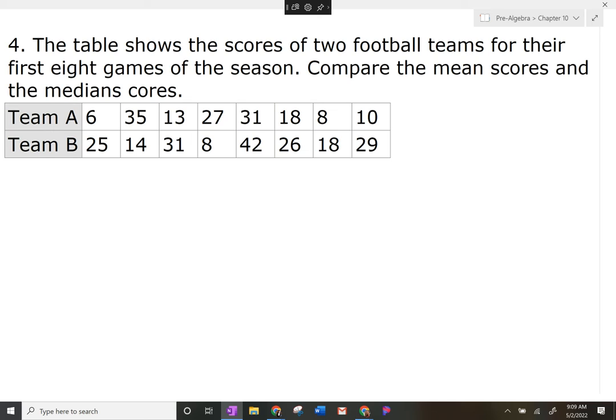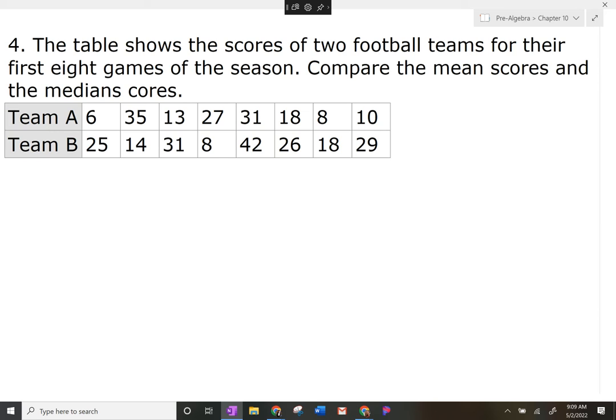There are times when they're going to give us information for two separate things, and we're going to need to compare those two separate pieces of data. So for this one, they're showing us two football teams for the first 8 games of the season. I know it's not fantastic when we're always using sports terms. However, we're going to use this sports analogy just because they like to use numbers. So it says we've got 2 separate teams for the first 8 games of the season.